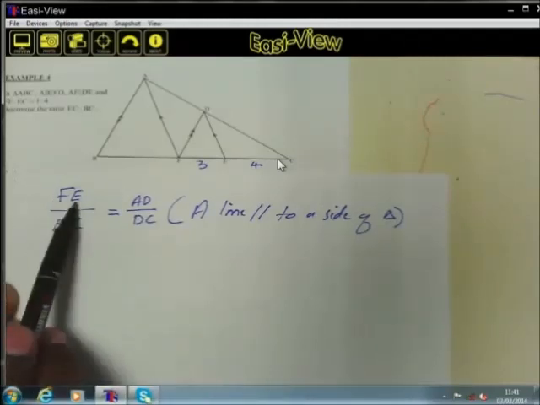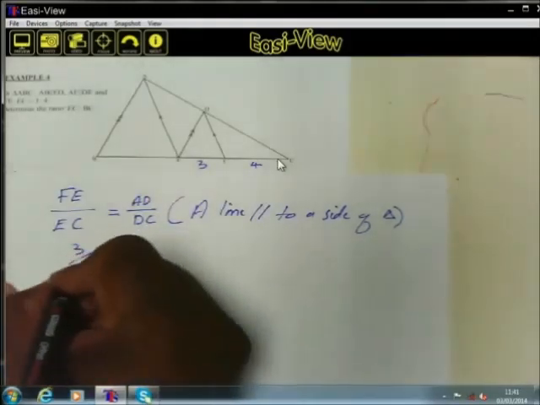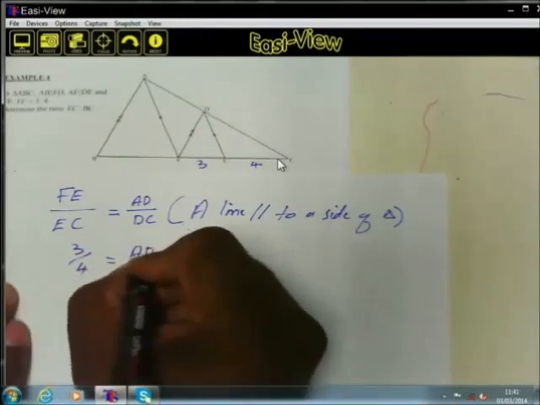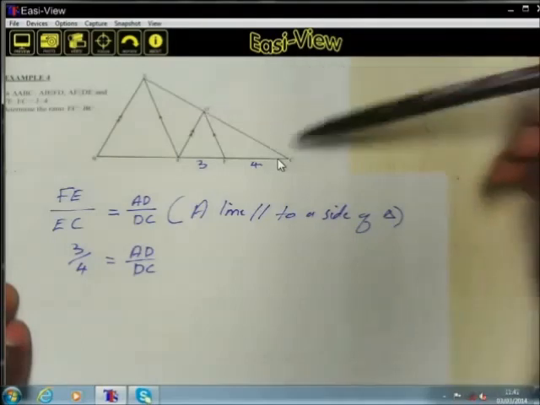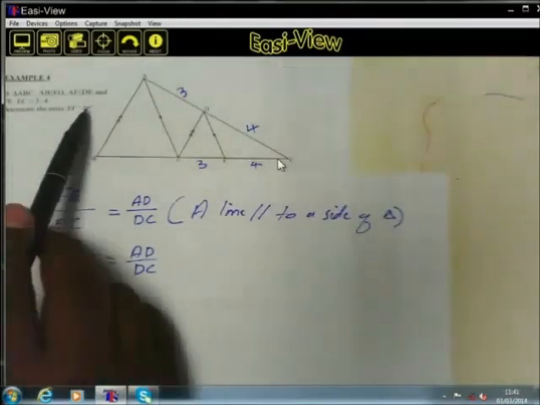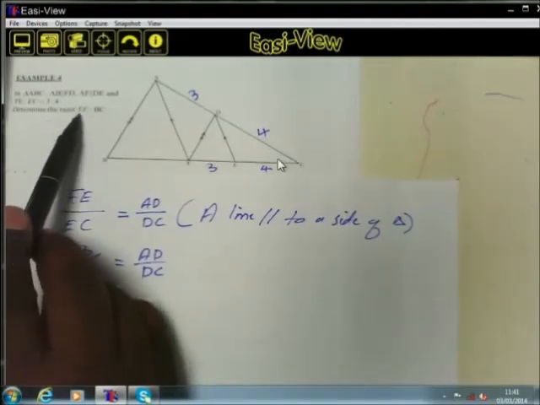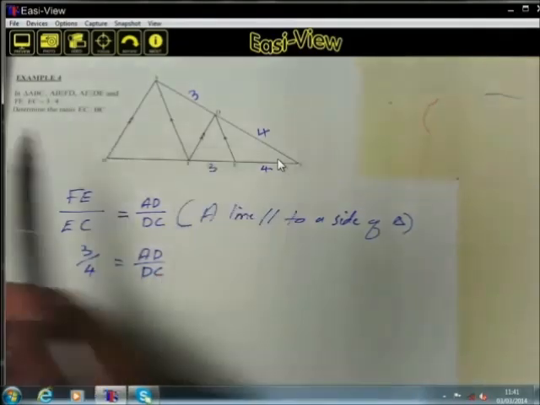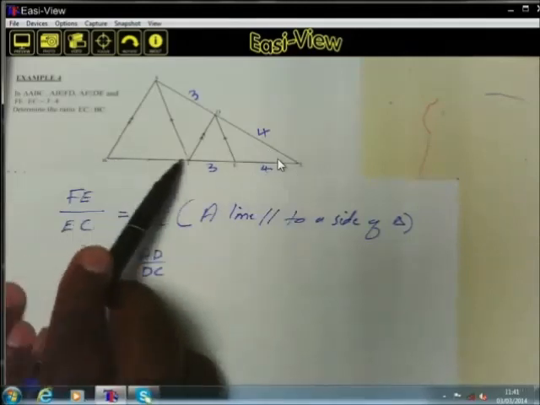FE over EC is given to us as 3/4, which is equal to AD over DC. What does that tell you? It means the ratio of AD over DC is also 3/4. Let's indicate it. Our task: we want BC, because EC we already have. The question states, determine the ratio of EC to BC. Here is EC, we already have. BC we don't have. So for us to have BC, we need to have BF.